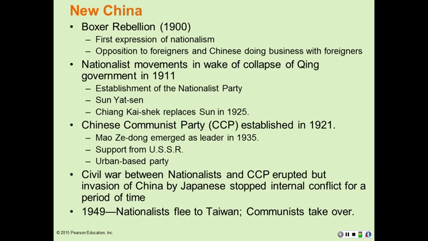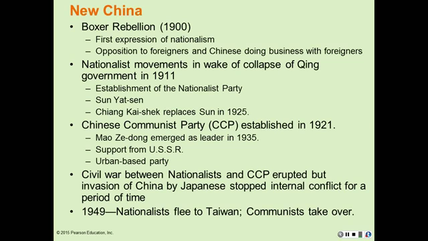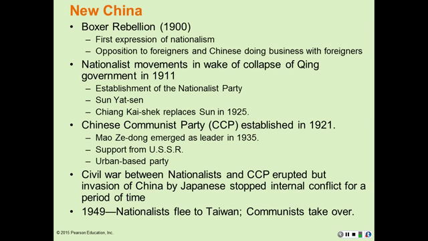New China. As China moved into the 20th century, the Boxer Rebellion of 1900 was the first expression of nationalism, back away from these foreign trade situations. The Boxer Rebellion was in opposition to foreigners and to Chinese doing business with foreigners. The national movements in the wake of the collapse of the Qing dynasty, the end of the last dynasty government in 1911, resulted in the establishment of the Nationalist Party with Sun Yat-sen as the initial leader.